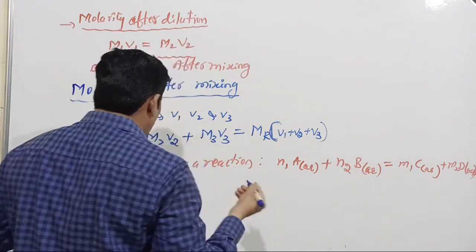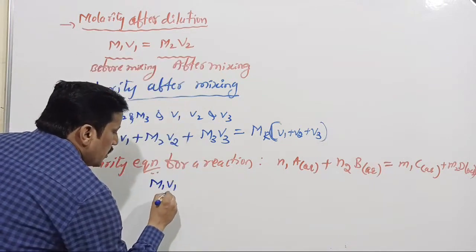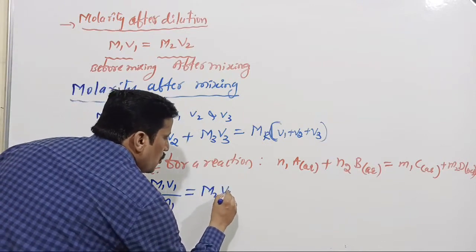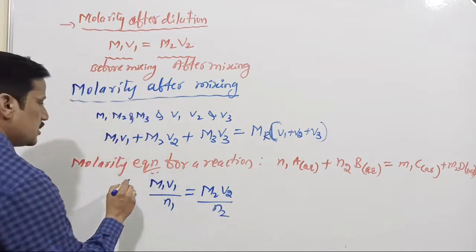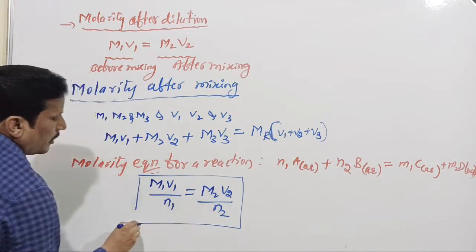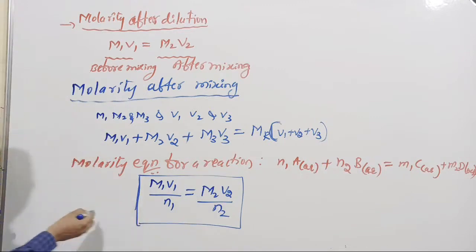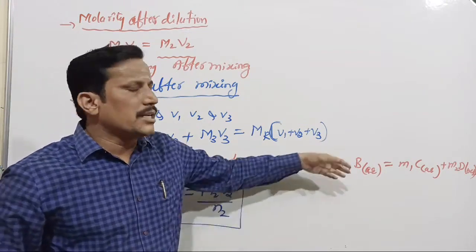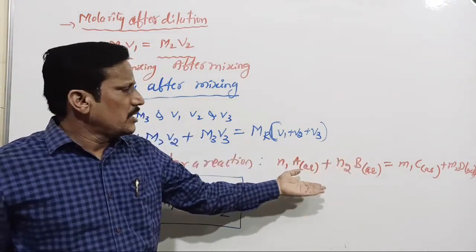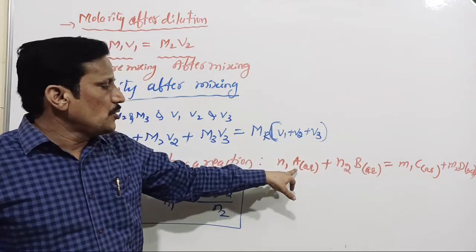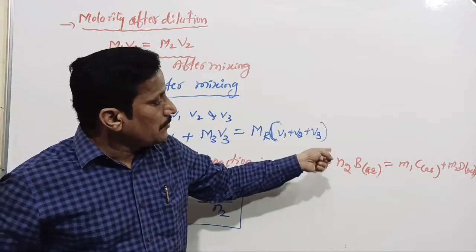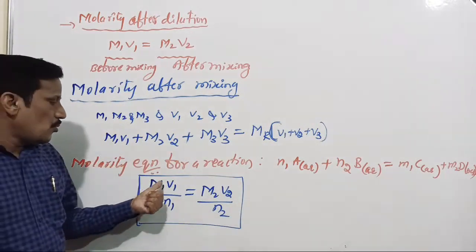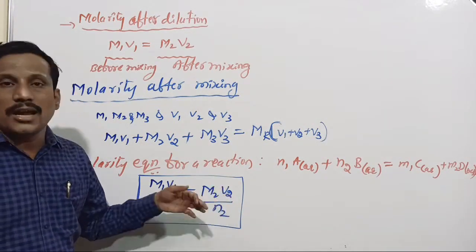M1V1 by n1 is equal to M2V2 by n2. You have seen this in practical in first year. This is an expression used in the laboratory. There is an equation, it may be anything: A reactant, B reactant, some acid and base reacting, or anything, and giving products. Whatever the coefficients are, n1 moles of reactant A react with n2 moles of reactant B and give products. For that, we write the expression M1V1 by n1 is equal to M2V2 by n2.